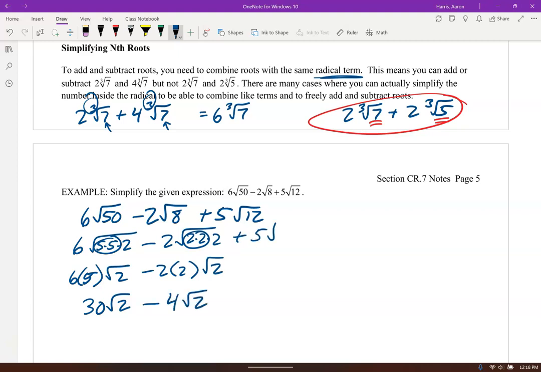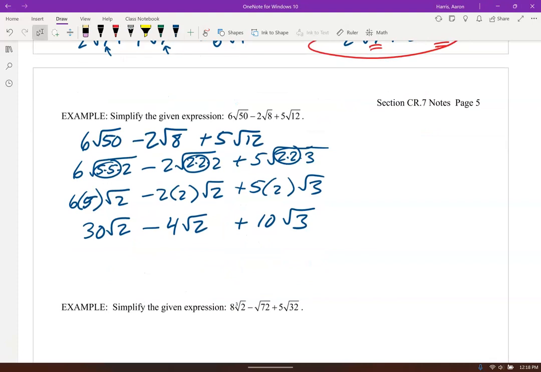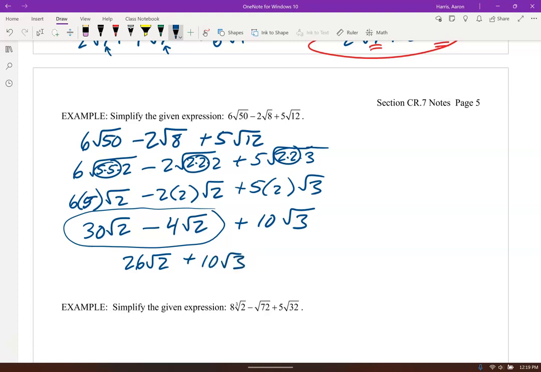Now let's deal with the 12. 12 is 4 and 3, 2 and 2 and 3. 2 comes out, I'm left with a 3. So now I'm looking at it and I say, well, which one of these are like radicals? Those two are, they're both square root 2. So 30 root 2 minus 4 root 2, 30 minus 4, 26 root 2 plus 10 root 3. Okay.